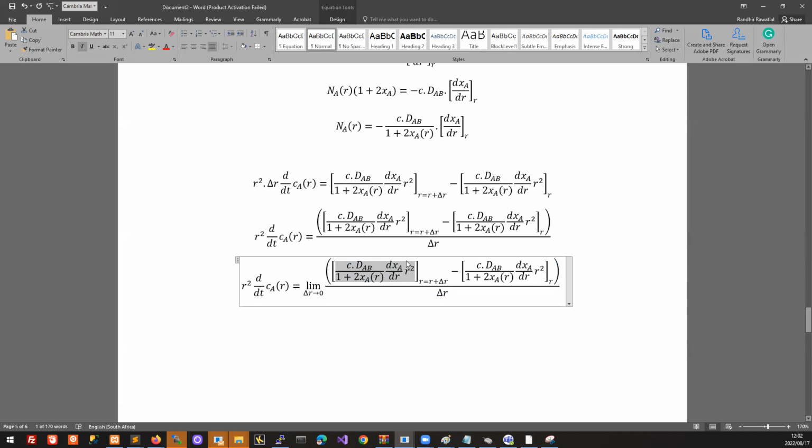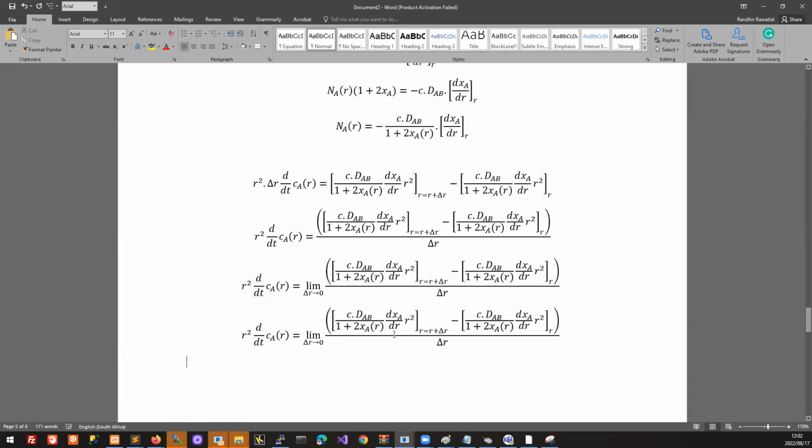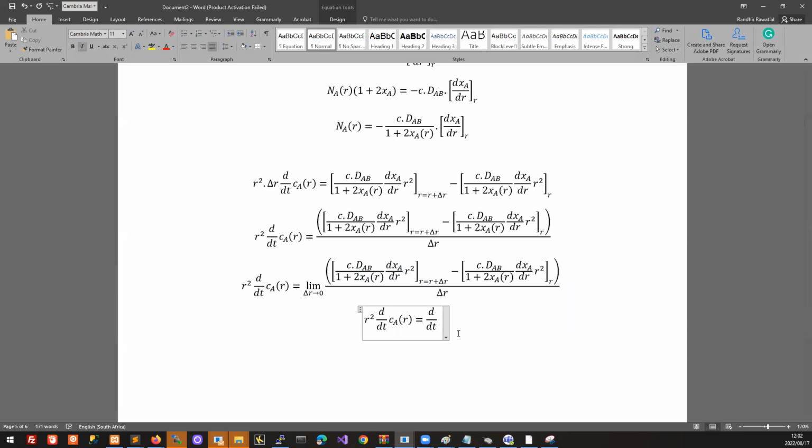So if you look at this, it's just like f at x plus delta x and f at x, and then we are taking the limit. So this is nothing but a big old derivative. So we can say all this is equal to ddr of this thing. ddr of that. And that's basically it. That's our differential equation.